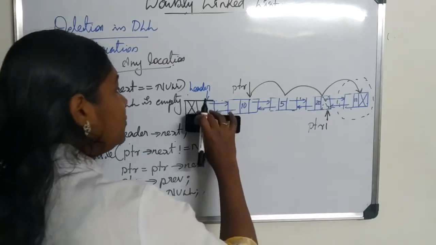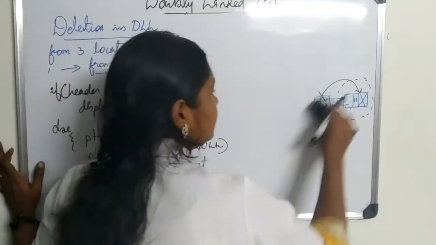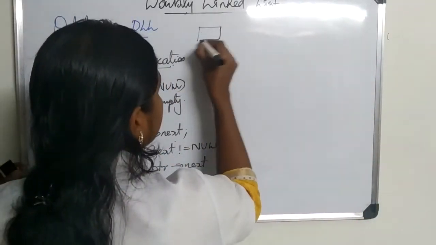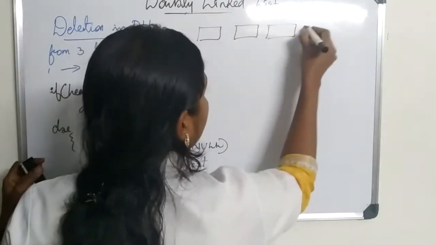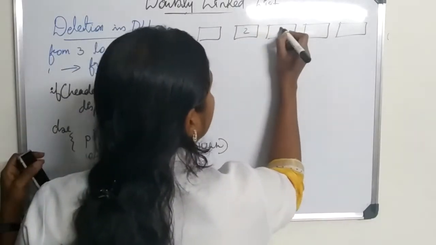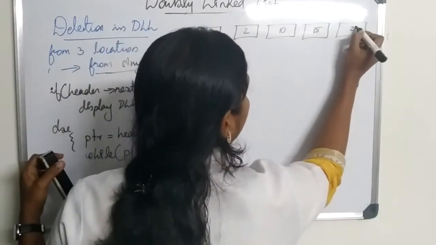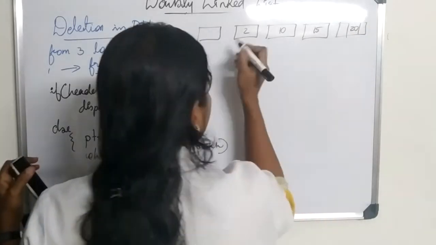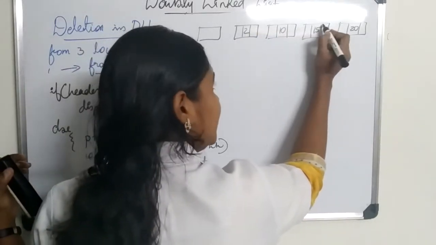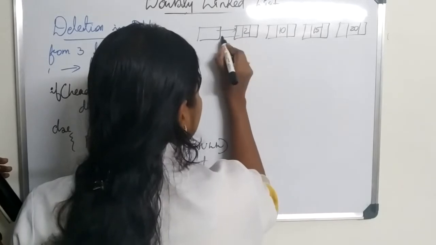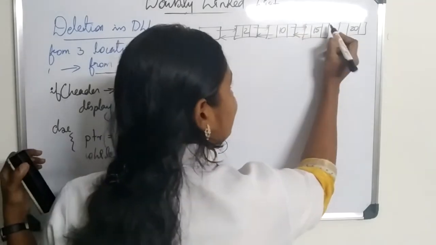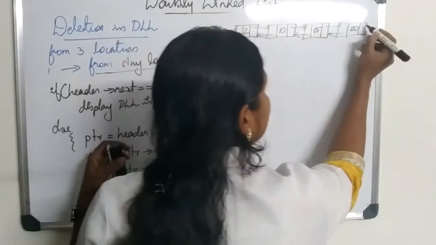Let me redraw this diagram so that we can make use of this space also. I will draw it fast. So let it be 2, 10, 15 and 20. Again in this case also there is a chance for special cases, but we need not consider that right now. We will consider that only during the lab session. On doing the program and getting the output itself, you can understand which are the special cases.